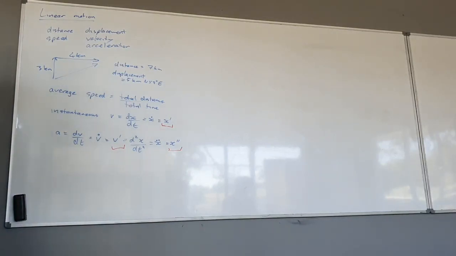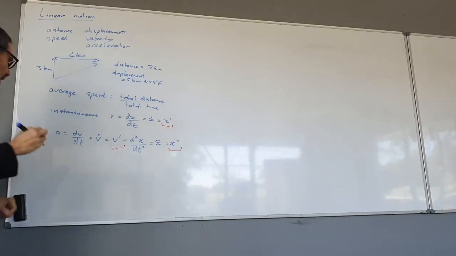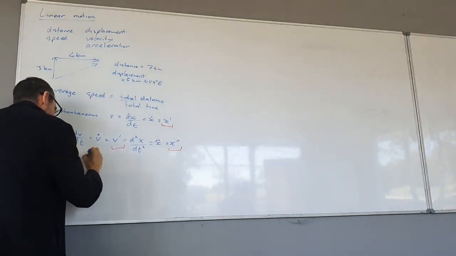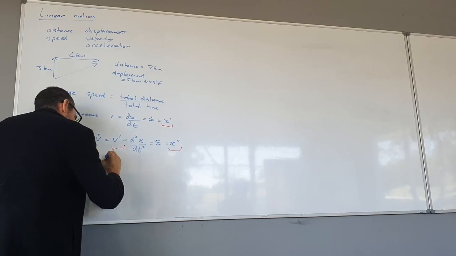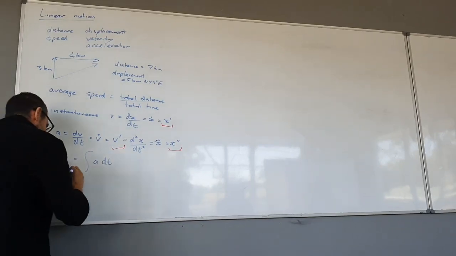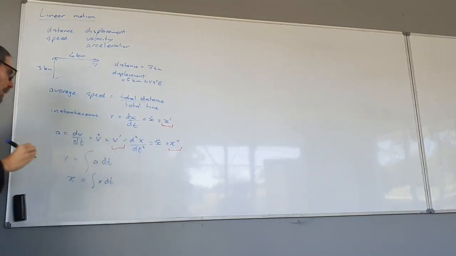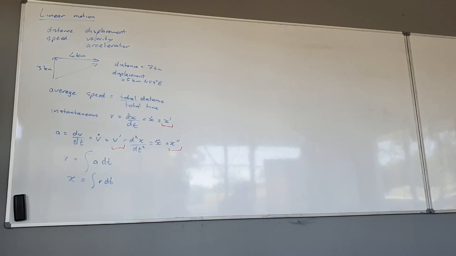But wait a minute, that means I can write some more relationships. Because if acceleration is the derivative of velocity, then velocity is also the integral of acceleration with respect to time. And then displacement is the integral of velocity with respect to time.